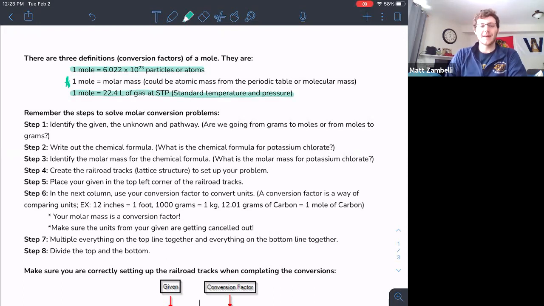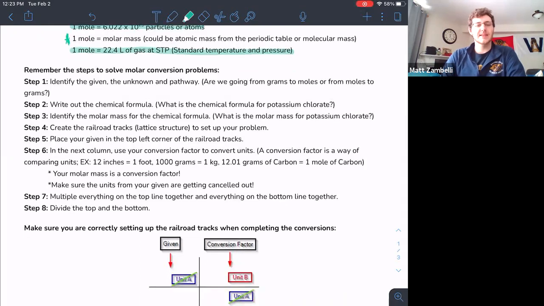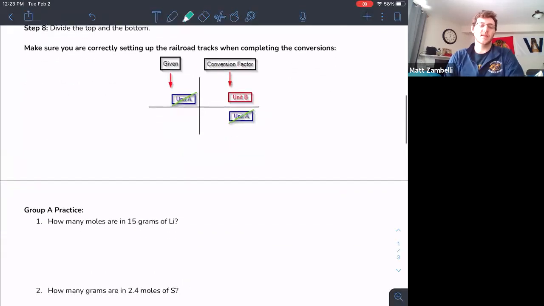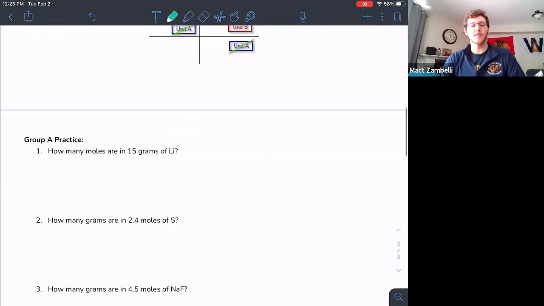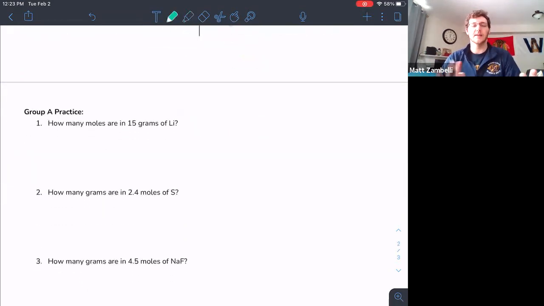What we are going to be talking about is using the molar mass, or the grams, to go from grams to moles or to go from moles to grams. So we have our 8 steps, and those are the exact same 8 steps you should have been following since last week, Thursday. I'm not going to read through each one individually, but as we go through our first couple, let's just remind ourselves about these steps. So this first part, we're going to go through group A practice together and see how we're doing. It said, how many moles are there in 15 grams of Li, which is lithium?